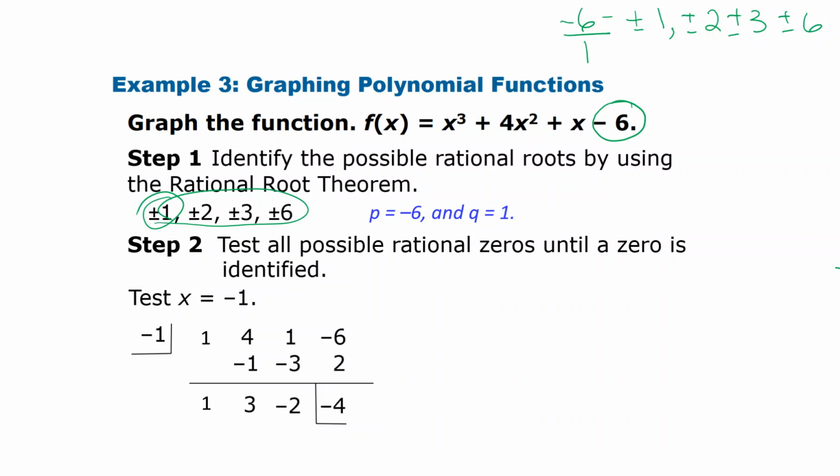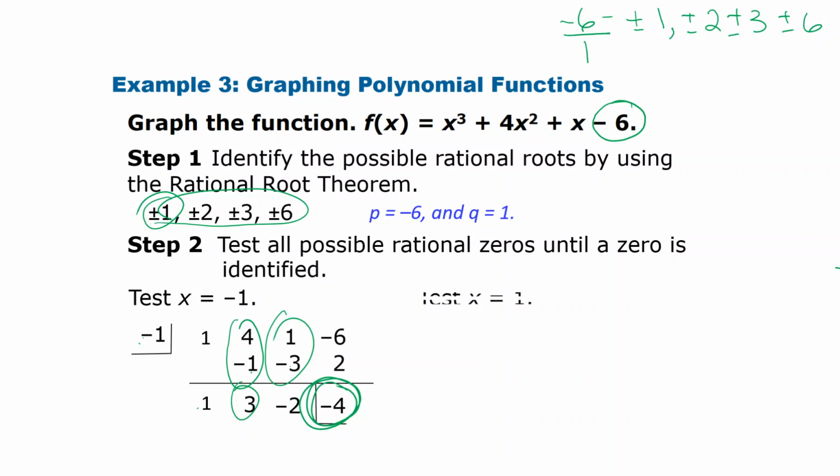First, bring down your 1. -1 times 1 is -1. Add these together to get 3. -1 times 3, add these together to get 2. But notice in the end, I get a -4. That's not a 0. So that tells me that x plus 1 is not going to be a factor.